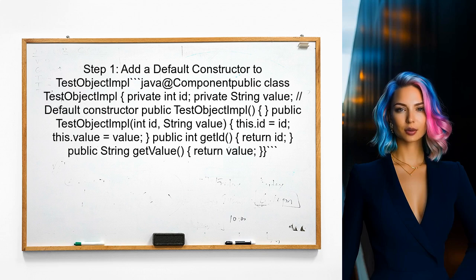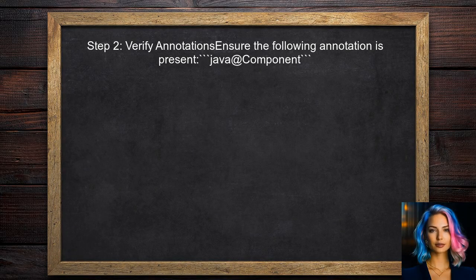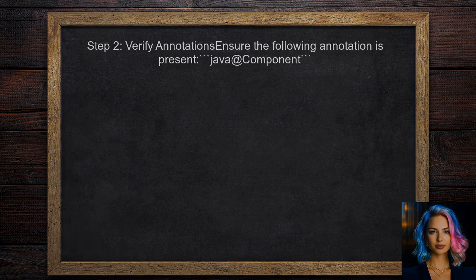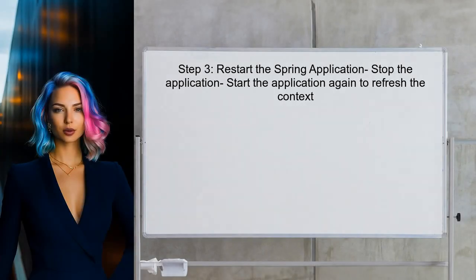fix it effectively. To resolve the NoSuchBeanDefinitionException, the user should first ensure that the testObjectImpl class has a default constructor. This is essential for Spring to create a bean instance. Next, the user should check if they are using the correct annotations. Ensure that the testObjectImpl class is annotated with @Component, which allows Spring to recognize it as a bean. After adding the default constructor and verifying the annotations, the user should restart their Spring application. This will allow Spring to reinitialize the application context and recognize the new bean definition.